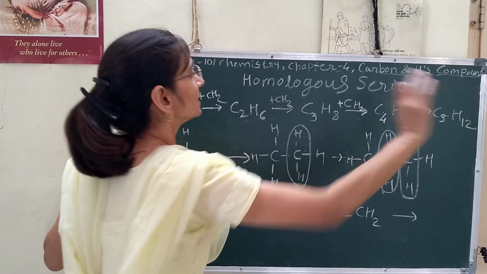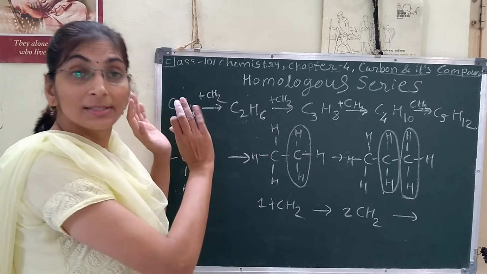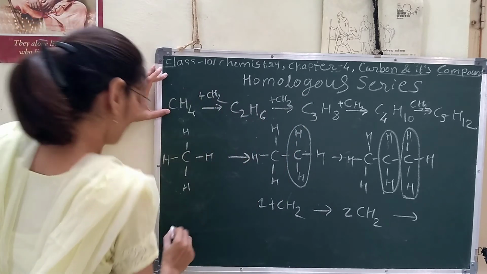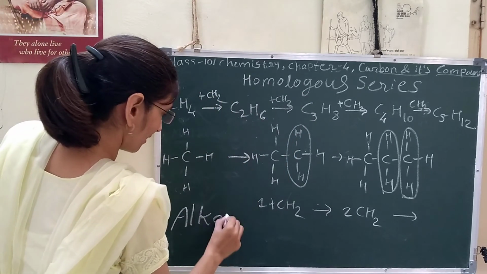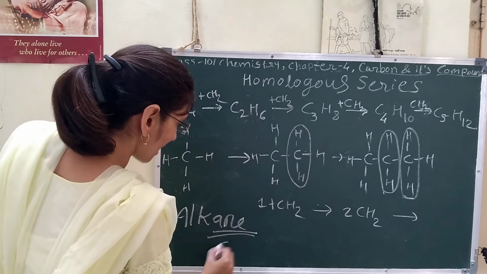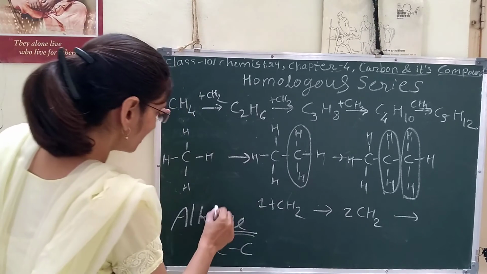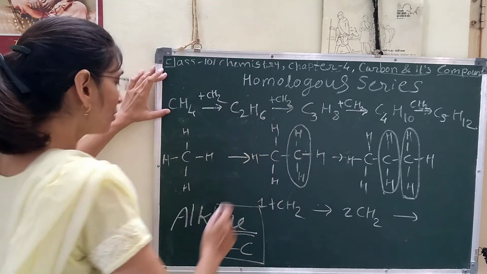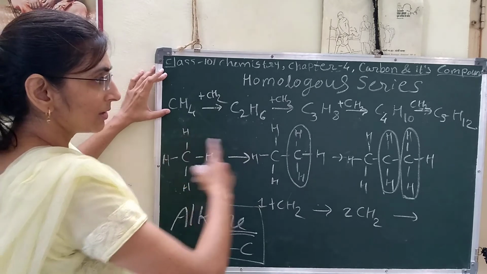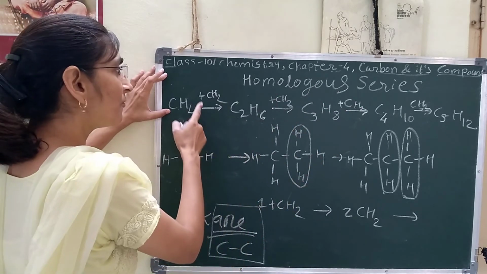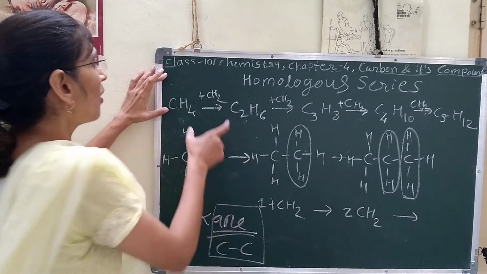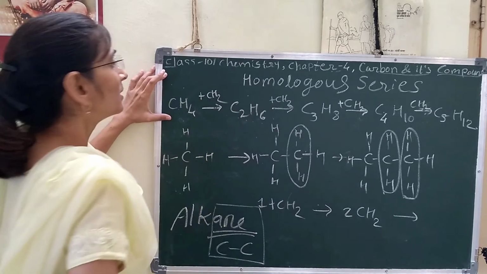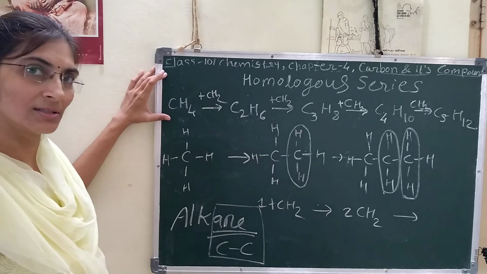Like that, a series is formed of the same functional group: ANE, that is alkane. So having A means carbon-carbon single bond. This is the functional group. Having the same functional group, the series goes on, and it differs by CH2 for each consequent member, for each consequent compound. That is called a homologous series.